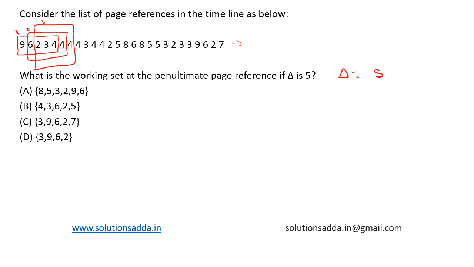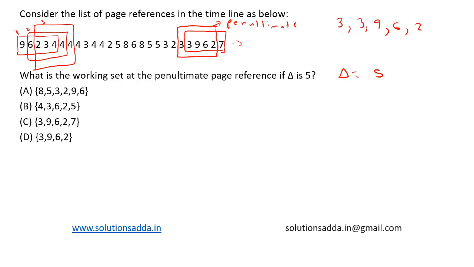Now, the question is asked to find out what is the working set at the penultimate page reference if delta equal to 5. This means that we have to take the second last reference. So take 5 page references from the end of the given list except the last reference. The last reference would be these last 5 values 1, 2, 3, 4, 5. We are taking this as the last reference and the penultimate page reference would be the second last, that is this reference. This is the penultimate. We are having 3, 3, 9, 6, 2. So this is the working set reference.